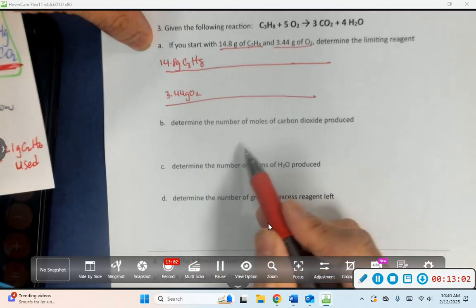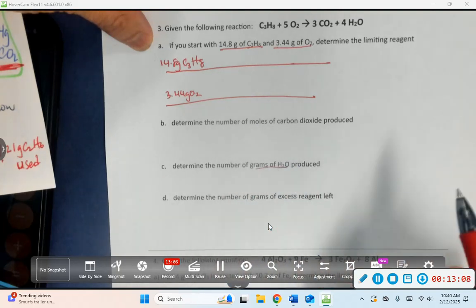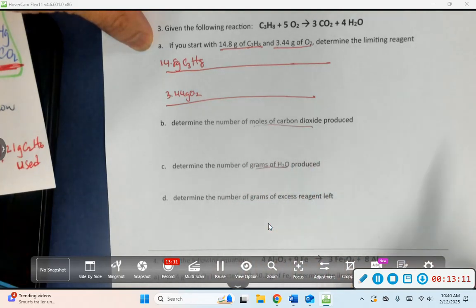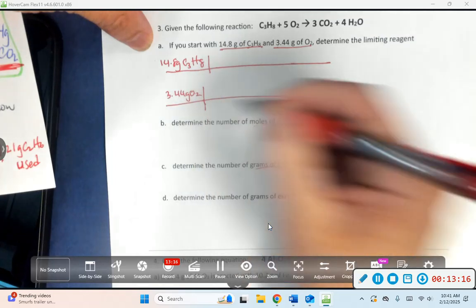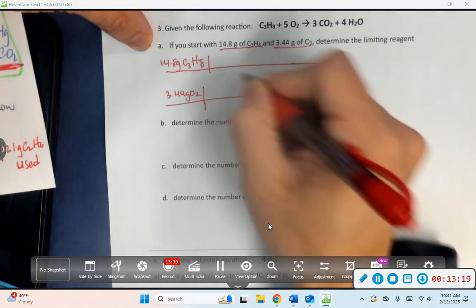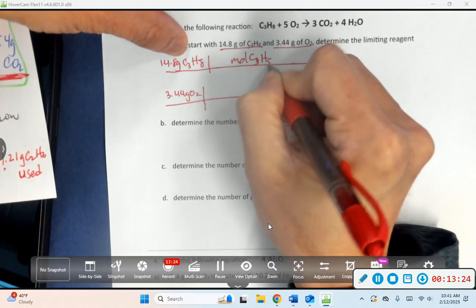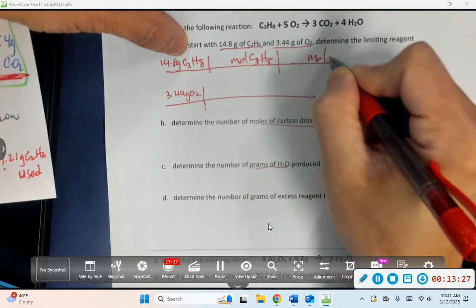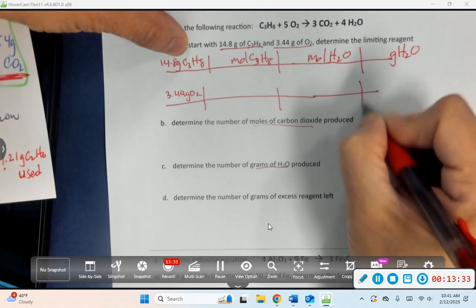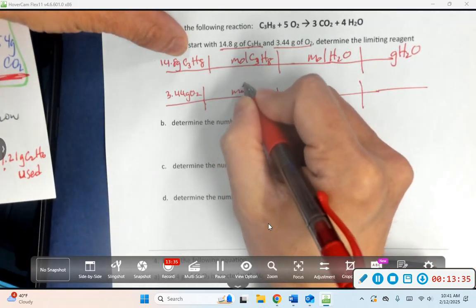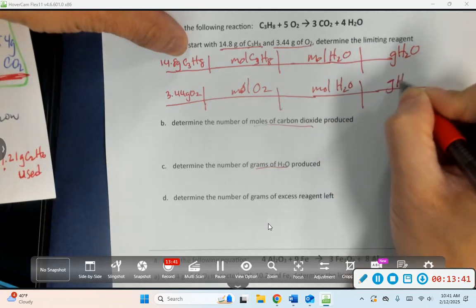And if you read ahead of time, you can see we're looking for grams of H2O here later. We're looking for moles of carbon dioxide here later. So you can go to either one. So let's go to grams of H2O. Okay. So grams of C3H8, moles of C3H8, mole. Remember grams, mole. And then mole again, but then we switch to the other one, which is water. And then grams of water. Same thing here. Mole of O2. Mole of H2O. And grams of H2O.